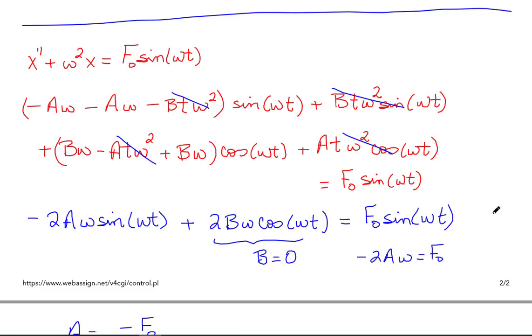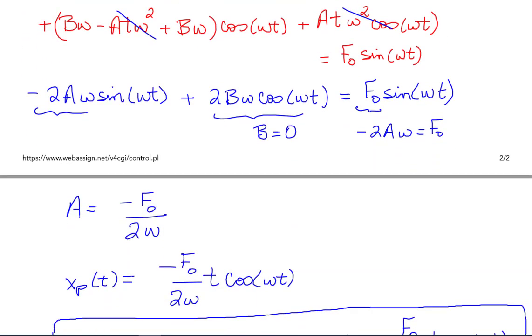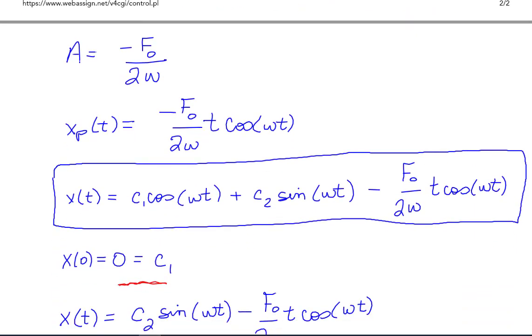Now the right hand side doesn't have any cosine terms, therefore b is 0. So by matching this up, I get the relationship of minus 2a omega is F0. And I can solve for a. A is minus F0 divided by 2 omega. So that gives me my particular solution, which I combine with the homogeneous one.